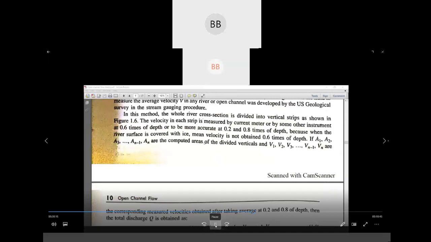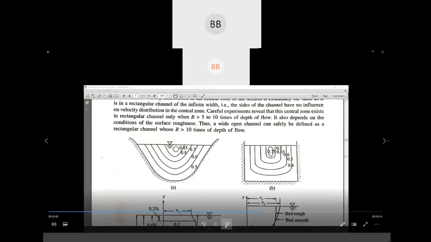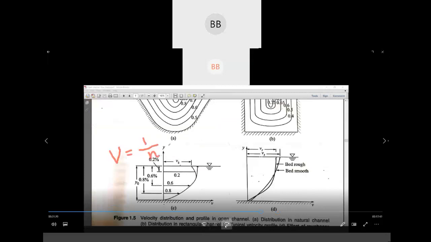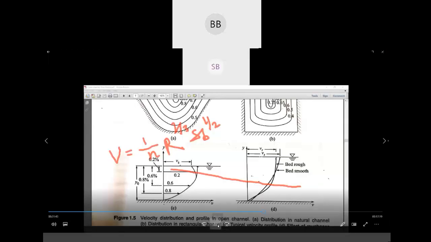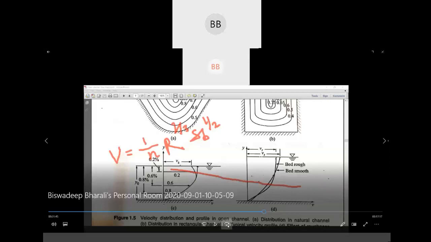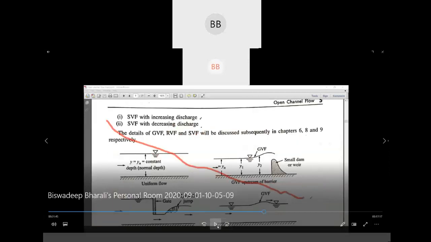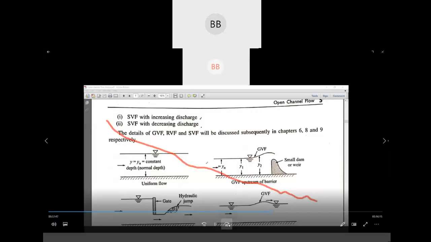Okay, Stephanie, which equation? Bed slope equation. You also use this equation, 1 by n R to the power 2 by 3 S_b to the power half. Okay, bed slope is nothing but... Stephanie, you are not audible. It's coming from upstream to the downstream.